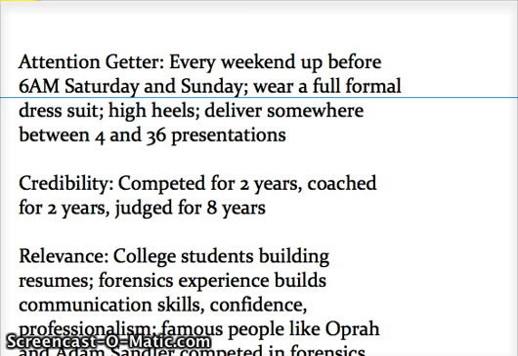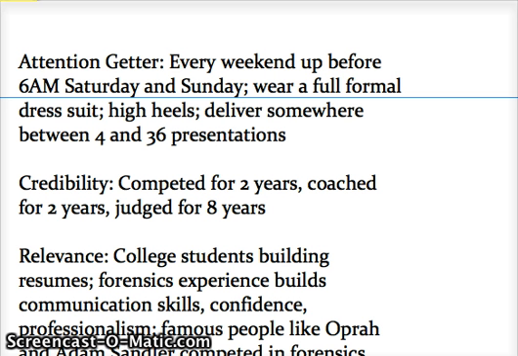So every weekend I would get up at 5 a.m. or 6 a.m. depending on how early our tournaments were. I would get all dressed up in formal suit and all that, and I'd deliver, like I said, somewhere between 4 and 36 presentations. Now I learned an awful lot doing that. And in forensics, there is a lot of lessons that we can learn.